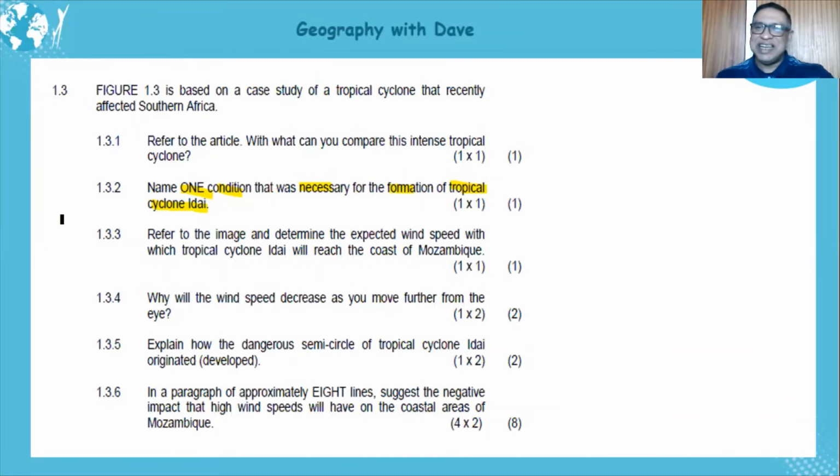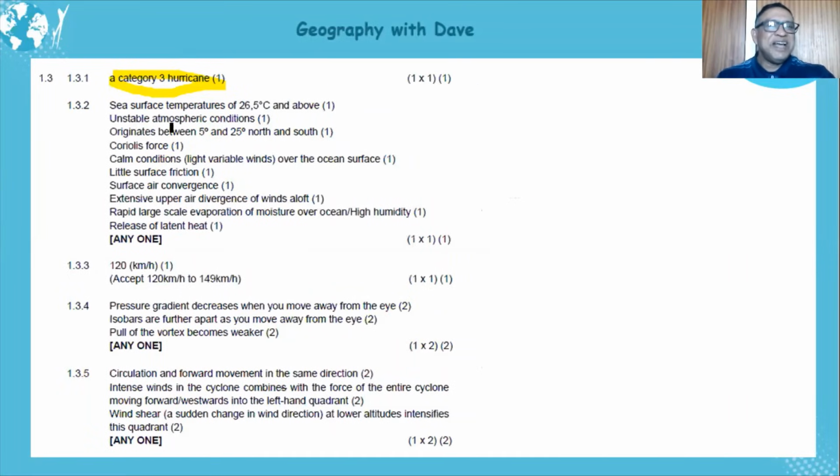Again, a technique, learners. All right, look at it here. Sea surface temperatures above 26.5 degrees Celsius. You learned all these conditions, isn't it? Unstable atmospheric conditions. So air is moving up, pressure is getting lower. Originates between 5 and 25 degrees north and south. Okay, because at 0 degrees, there's no Coriolis force. Okay, so therefore it will occur. Can you see it?